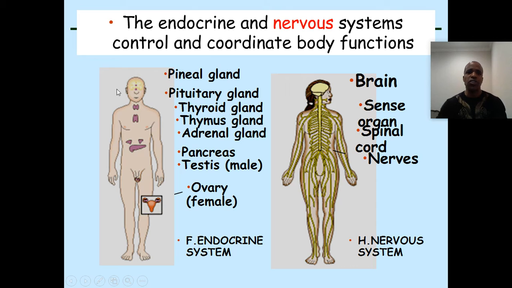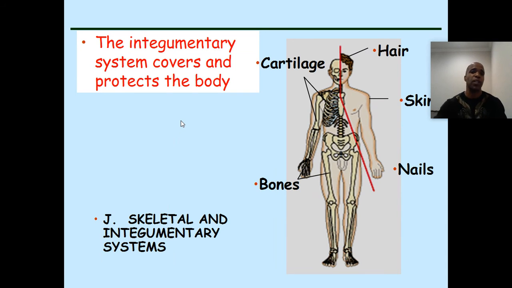The endocrine and nervous systems control and coordinate the body functions. Here are some examples of the endocrine and nervous systems. You've got the pineal gland, pituitary gland, thyroid, thymus, adrenal, pancreas, testes, and these are all things that are secreting specialized hormones that regulate functions within the body. Then you also have the brain, senses, spinal column, spinal nerves, all of that working together to regulate your body. The integumentary system covers and protects the body.